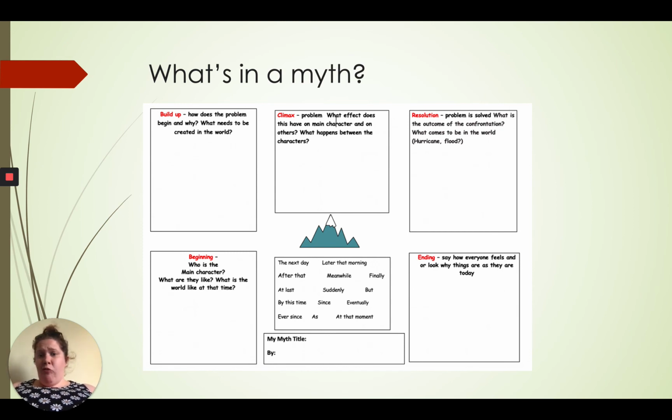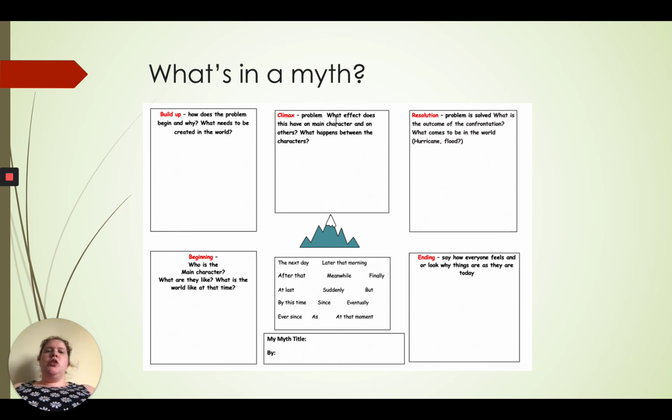So that'd be your hero, right? You'd also have your monster, your villain, what they like, what's the world like. You might want to draw pictures of them on another page and use adjectives to describe their personality. You've got your climax, it goes this way. Which is the problem? What effect does this have on your main character? And what happens between the characters?